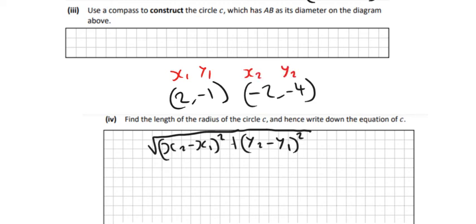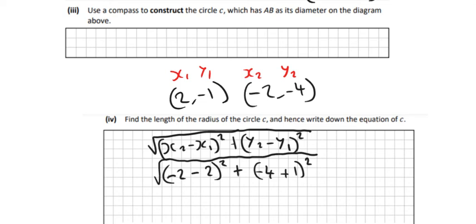So x2 is -2, so -2 minus 2 squared, plus y2 is -4, so -4 minus -1, so minus minus 1, that's plus 1. And do the square root over all that. So you can go straight to the calculator there if you want, or you'll get 16 plus 9.